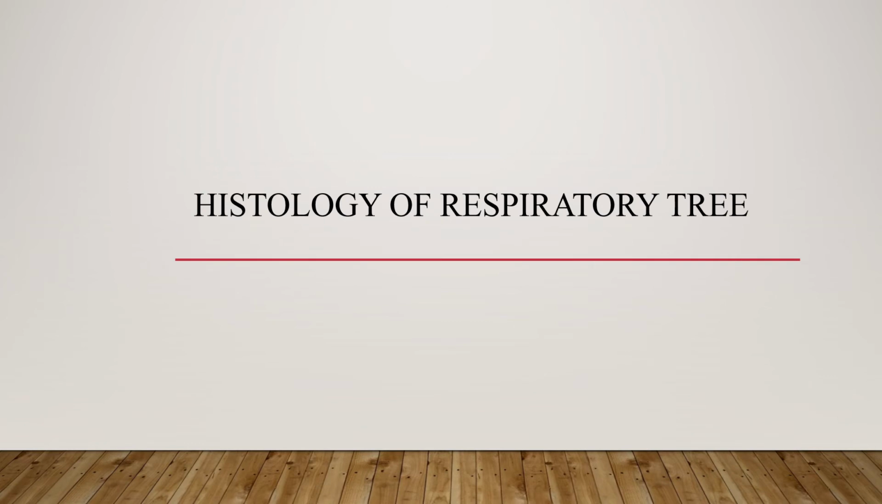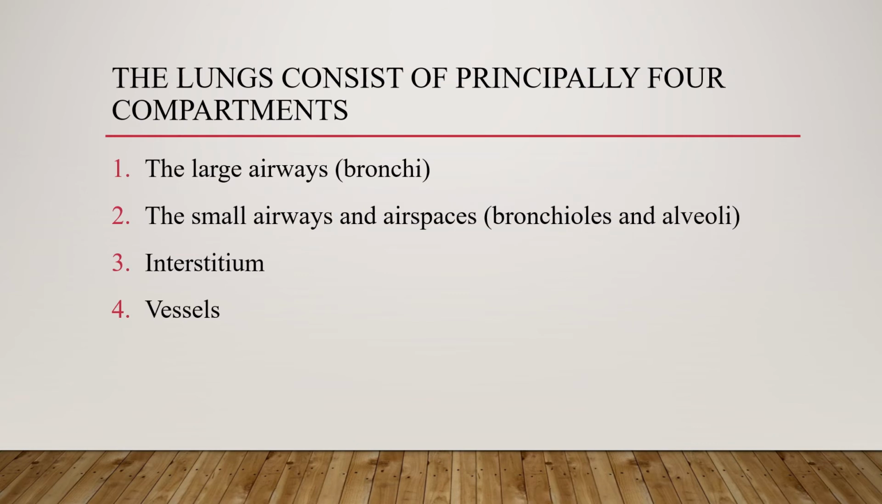Now coming to the histopathology of the respiratory tree, it is necessary for us to know the normal histology so that we can easily identify any abnormal pathology that occurs in the respiratory tree. Now for the purpose of convenience, the lung is principally divided into 4 compartments. First is the large airways, the bronchi. Second, the smaller airways and the air spaces, that is bronchioles and the alveoli. Third is the interstitium, and fourth is the vessels.